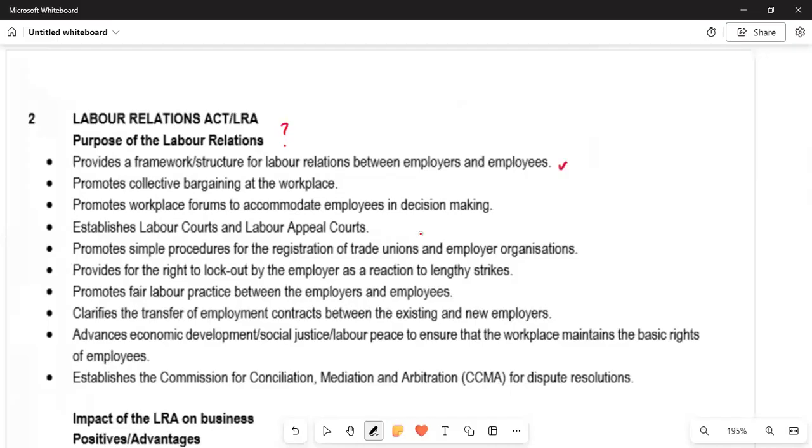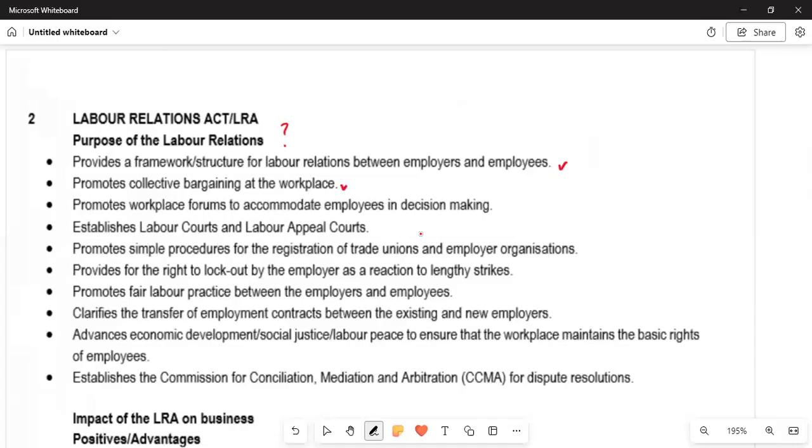Promotes collective bargaining at the workplace. That is very important. It promotes collective bargaining at workplace. So how are we going to make sure that there is a collective bargaining at workplace? This is where we are going to talk about the employer association as well as trade unions, where those two parties are going to be involved to make sure that there is a good relationship between them. So this act allows that there is going to be a collective bargaining at workplace.